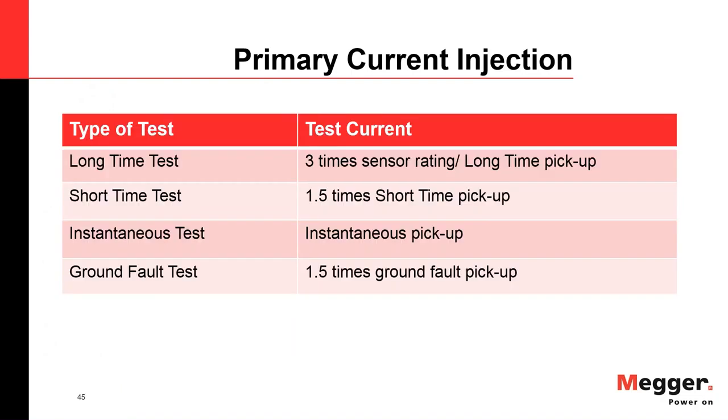Now, in general, what types of tests do you run? You do a long time test. If applicable, you do a short time test. As I said, that's mainly for airframe circuit breakers. You do an instantaneous test, and you do a ground fault test if you have a ground fault module. And the typical value is that you run the long time test at 3 times the continuous current rating of the breaker, which is the same as the sensor rating.